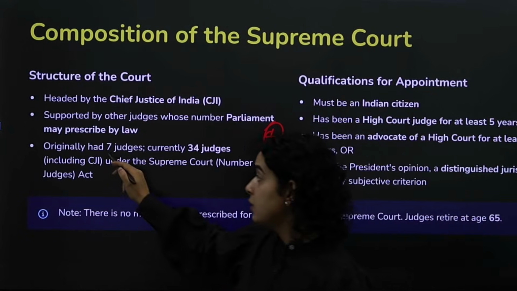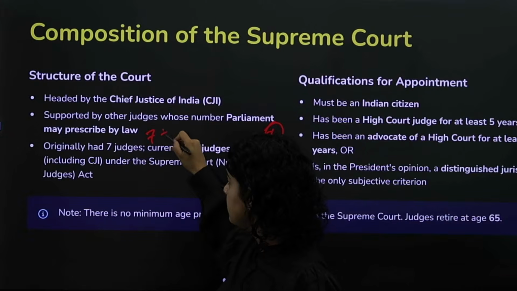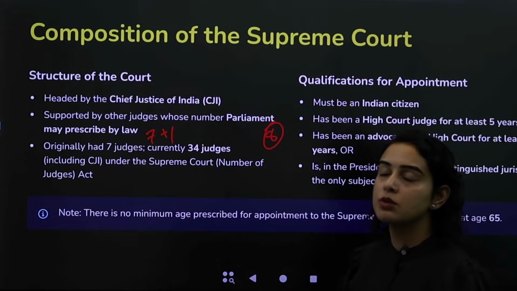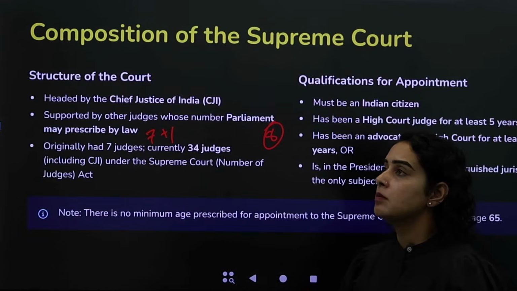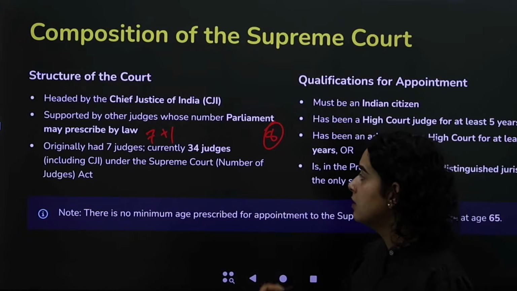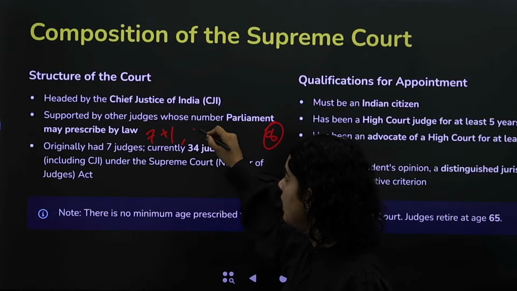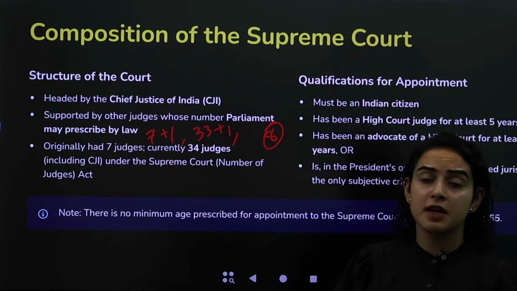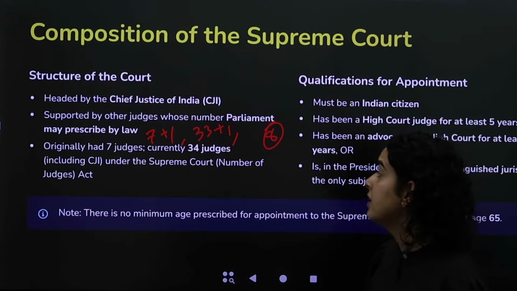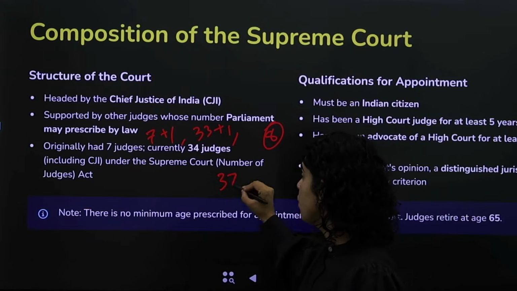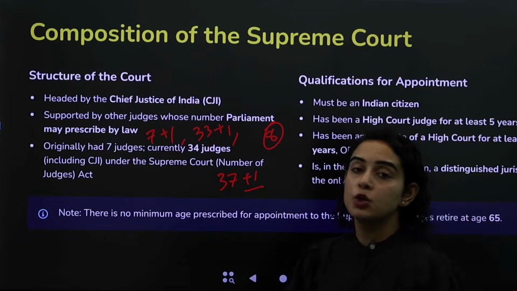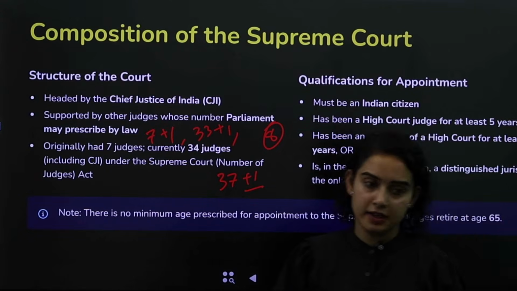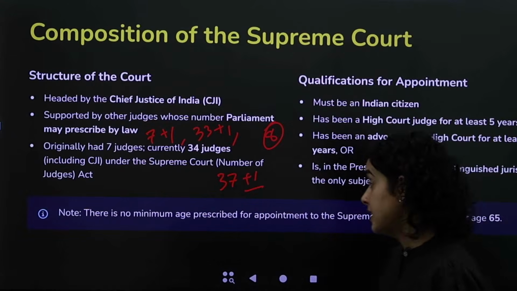Now, originally there was this provision of 7+1 judges, right? Then, due to a lot of amendments that were done, last we had 33+1 judges. Very recently, we've had this amendment, and now we have 37+1 judges. 4 new more positions for Supreme Court judges have been added, right? So yes, that is there.